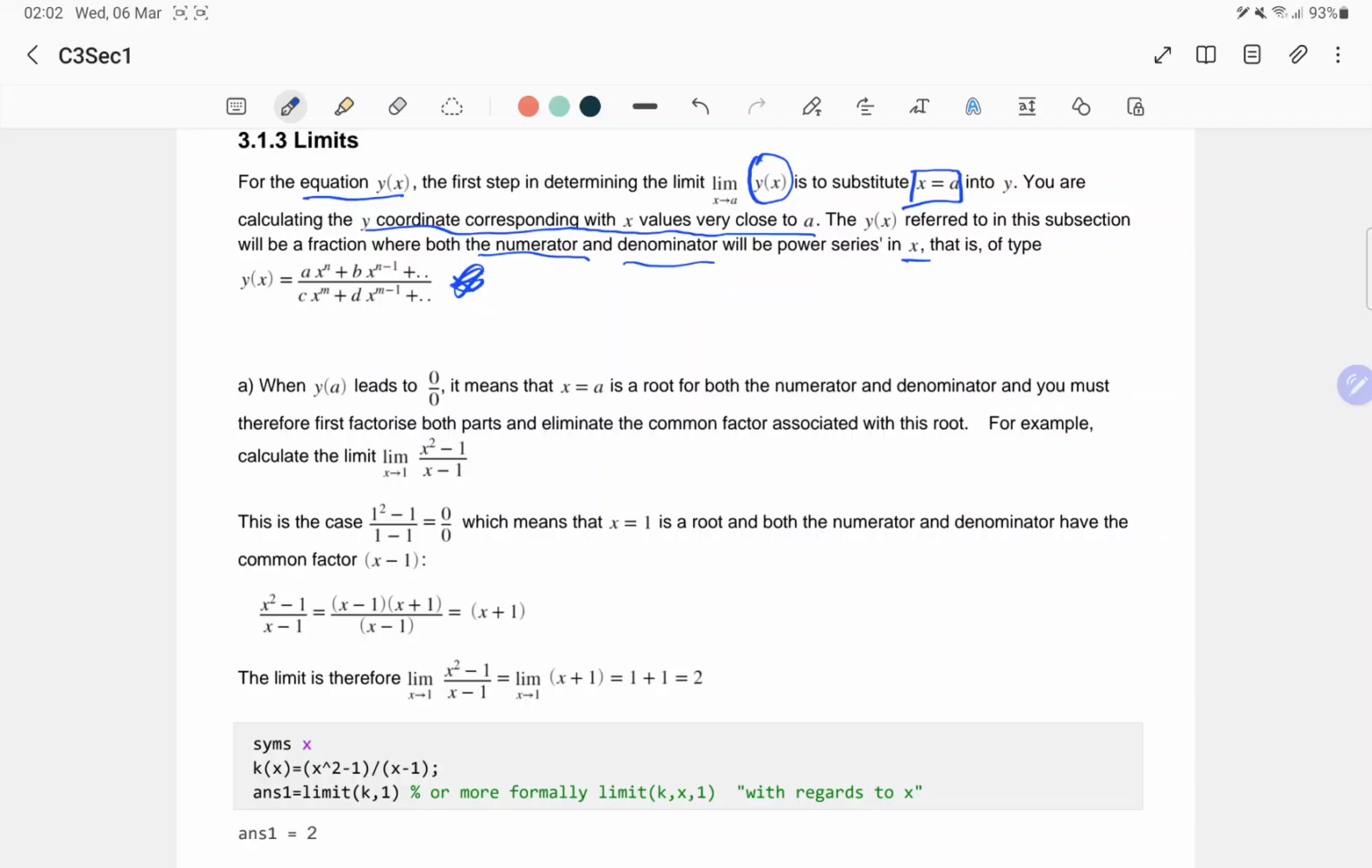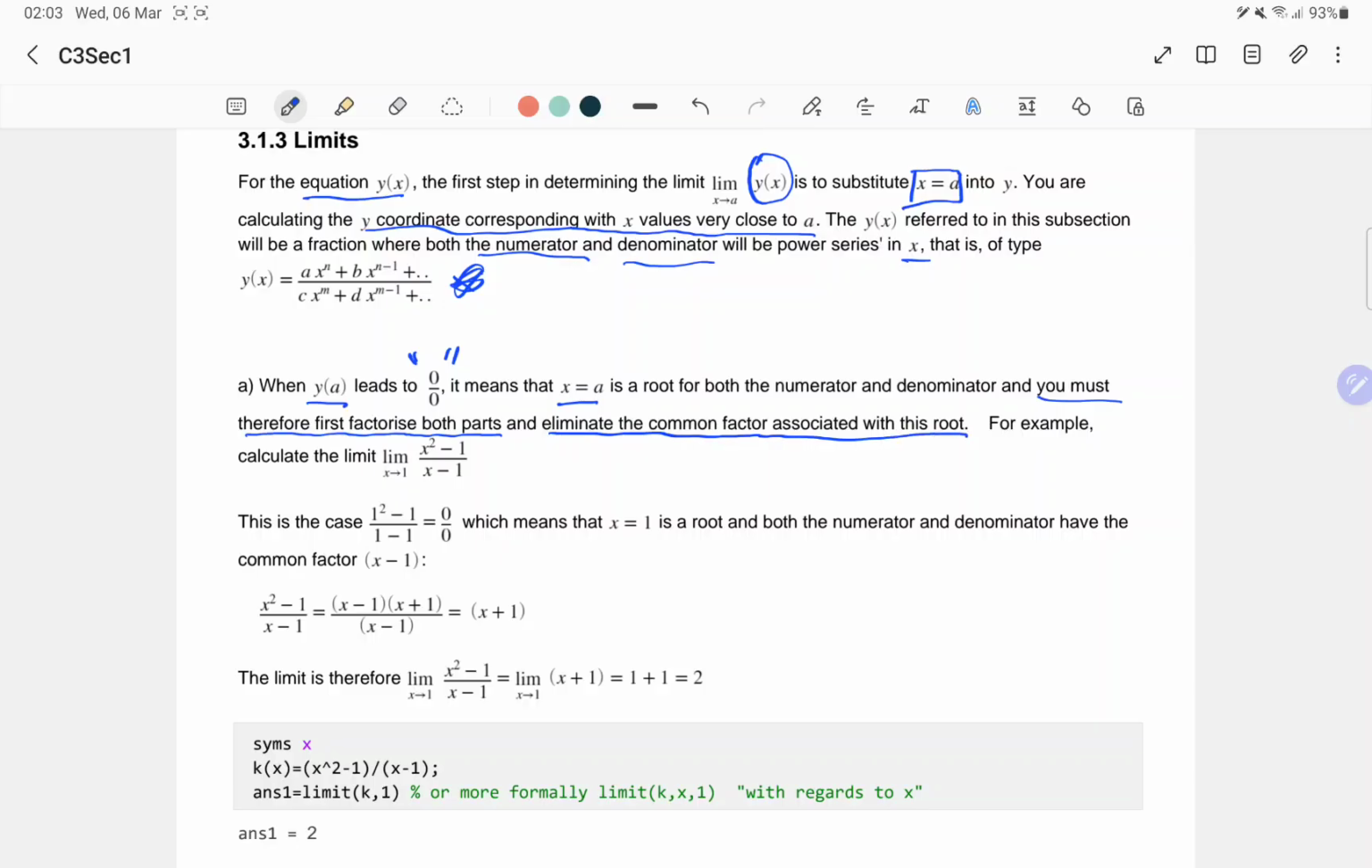Number A: when the equation y of a leads to 0/0, it means that x equals a is a root for both the numerator and denominator, and you must therefore first factorize both parts and eliminate the common factor associated with this root.